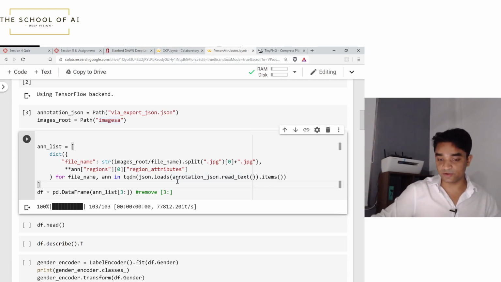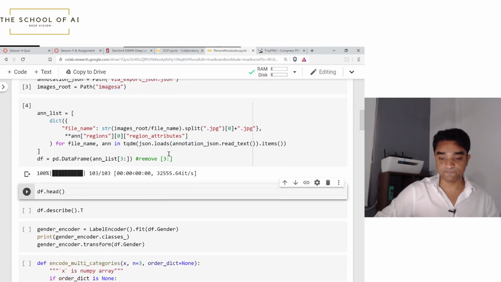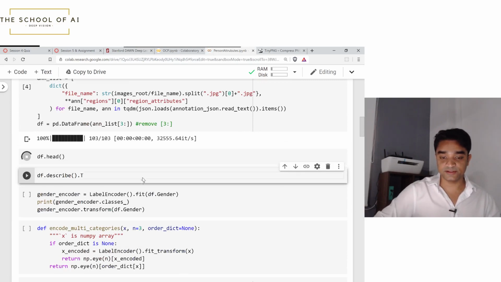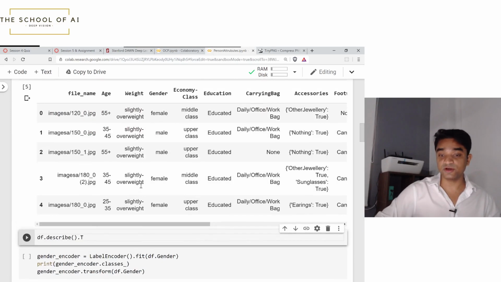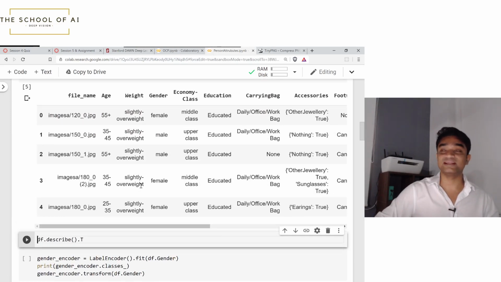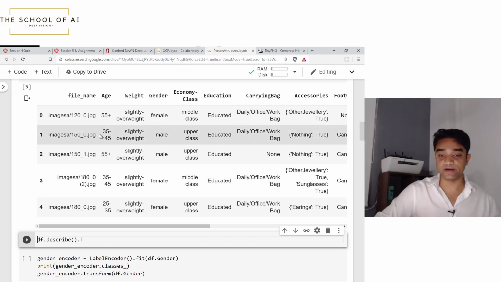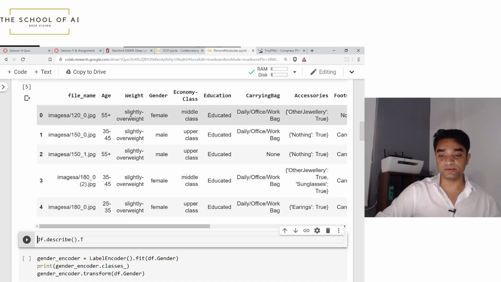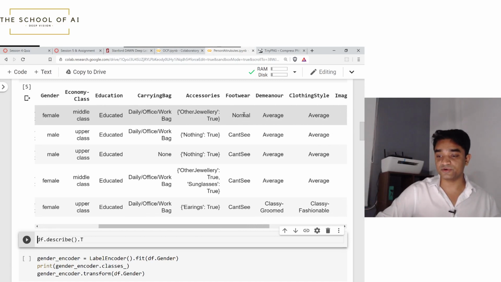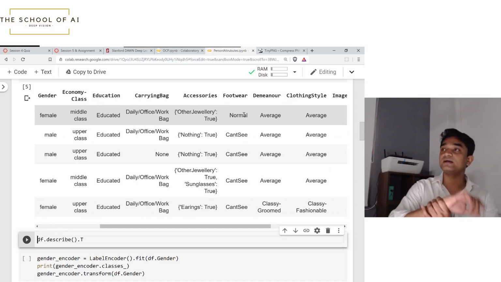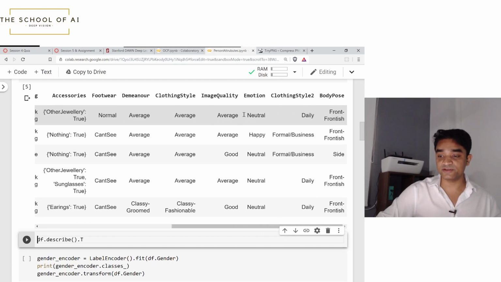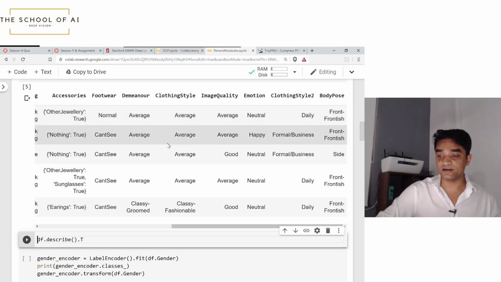Now, right now we are looking at the annotation list. Okay, df.head. All of this is something you need to know. Right now you're looking at a sample of your data. That's a sample which I created. But after I combine all of your annotations, we are going to look at it. Image A: 55 years plus, slightly overweight, female, middle class, educated, daily office bag, other jewelry true. Other jewelry is bangles and, let's say, chains if you see there. Some other accessories you're seeing. Clothing style average, emotion neutral, clothing style daily, and body pose frontish.